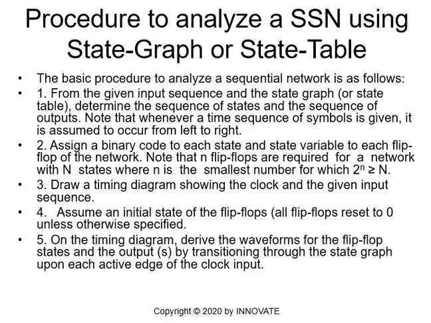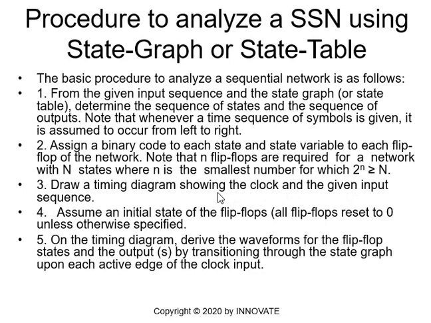2. Assign a binary code to each state and a state variable to each flip-flop of the network. Note that n flip-flops are required for a network with capital N states, where the small n is the smallest number for which 2 to the power n is greater than or equal to capital N. So for 3 flip-flops, the maximum number of states is 8. This is what it means.